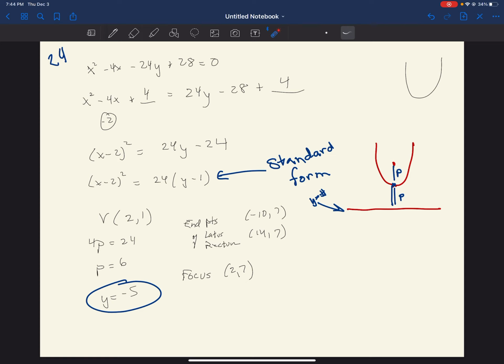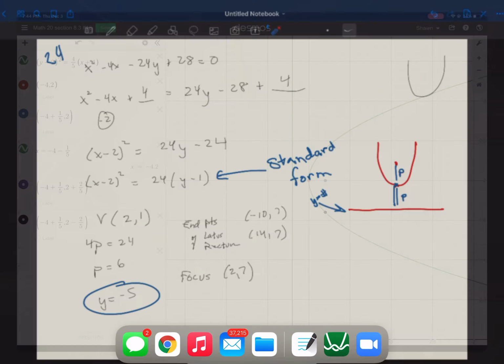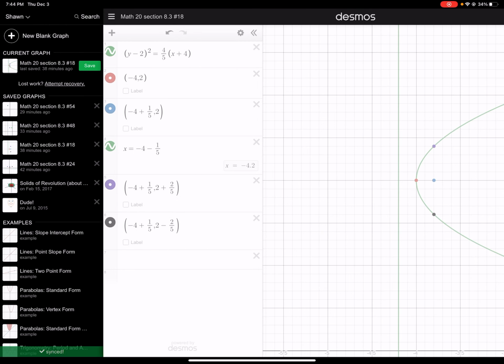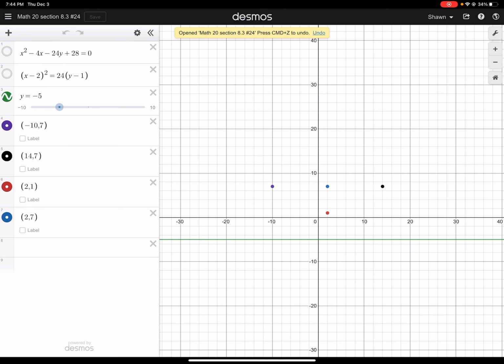Notice I've never said what h is or what k is or what any of that stuff is. All I've said is what's p and where does stuff live relative to how the parabola, quote unquote, opens. So, coming over here, if we go in here, that was problem 24. So here's 24. And I'll tell you what I've done here.